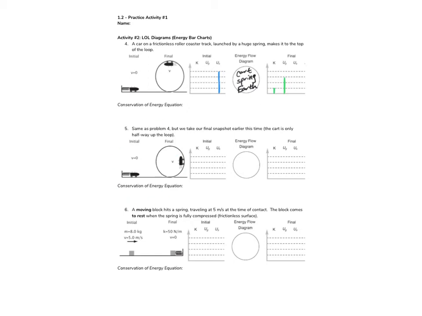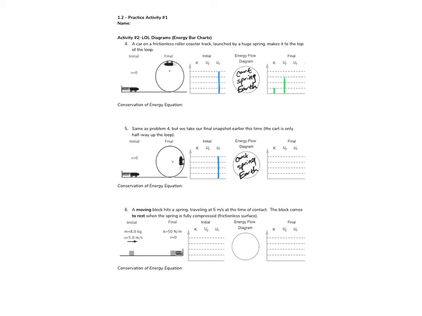Okay? Alright, now number 5. Same exact scenario, but take a look. Our final snapshot is at a different location. That is going to have some big implications for us. So again, we have the cart, we have the spring, and we have the earth. Now initially, again, that cart is just pressed up against that spring, so we have all elastic potential energy.